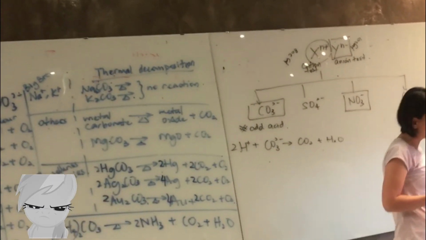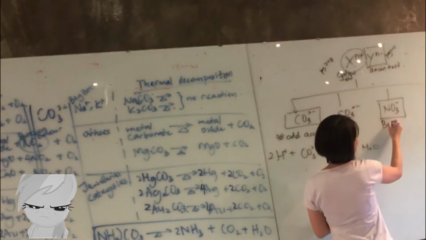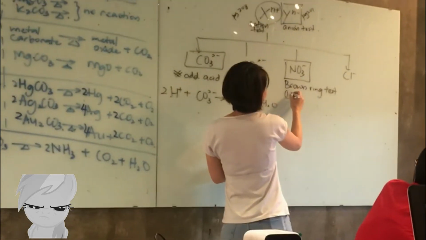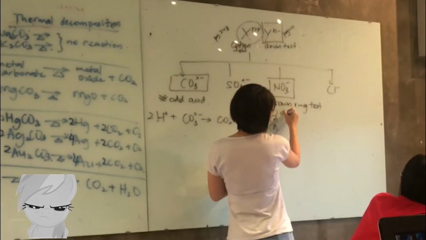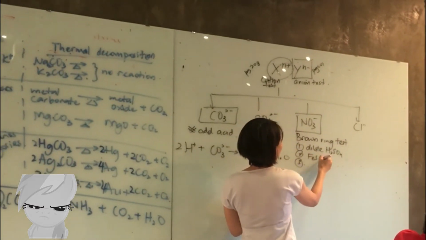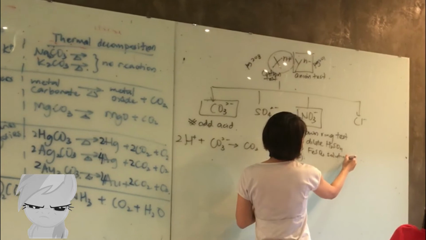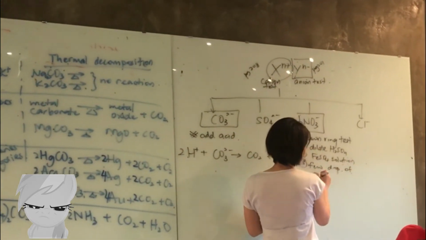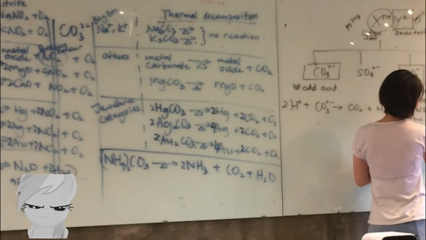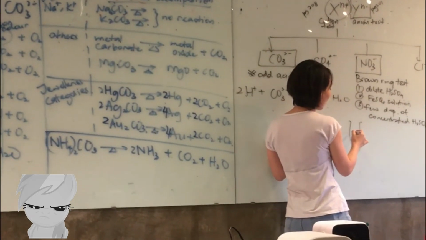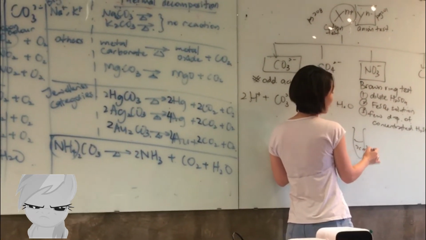Okay, now how to test the presence of nitrate? We use the brown ring test. Okay, what do you mean by brown ring test? So you need three materials. One is dilute sulfuric acid, ferrum sulfate solution, and a few drops of concentrated sulfuric acid. Okay, so you use 2 cm cube of the salt, you add in 2 cm cube of sulfuric acid.